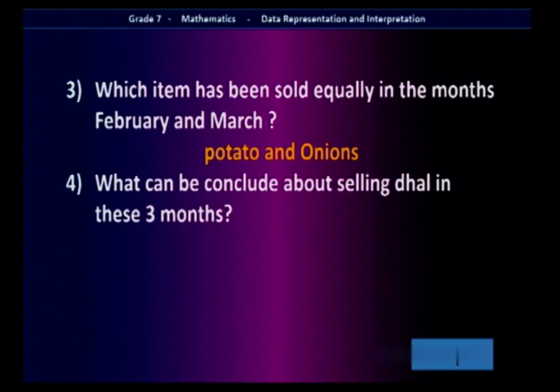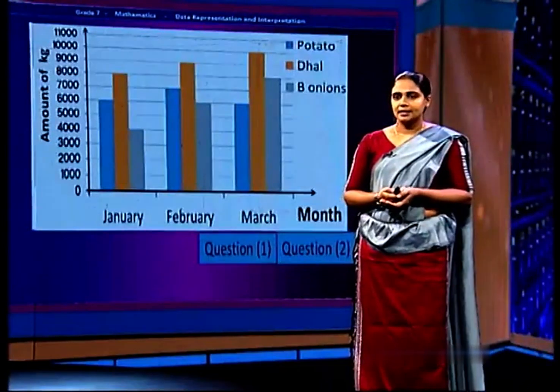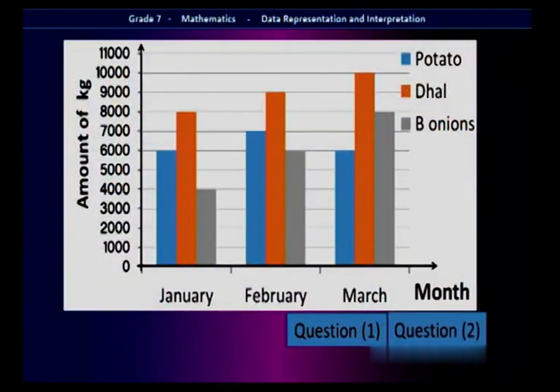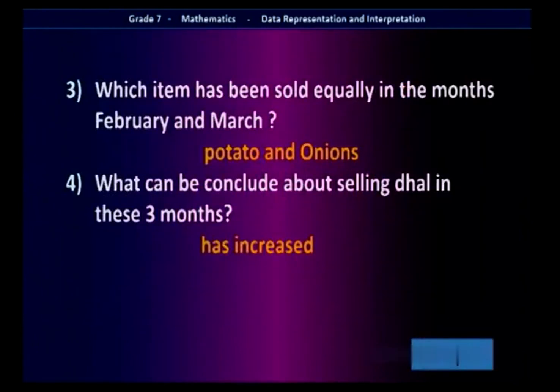Then the fourth one. What can be concluded about selling dal in these 3 months? Selling dal. Let's go to the graph again. Highlighted using color red. Bars are increased. Can you observe? January, February and March, the height of the bars is increased. Then how can you write your answer? Your answer is it has increased.